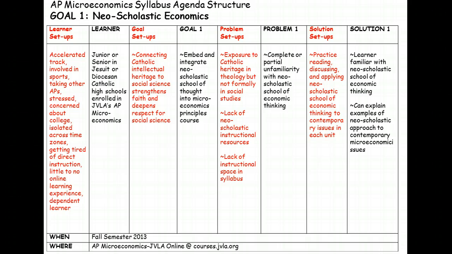And another explanation of why the problem exists is because there's a lack of neo-scholastic instructional resources. There's also lack of instructional space, in this case an AP exam. The solution setups, or how we are going to get to the solution, where the learner is familiar with neo-scholastic economic way of thinking, is to practice reading, discussing, and applying the neo-scholastic school of economic thinking to contemporary issues in each unit.